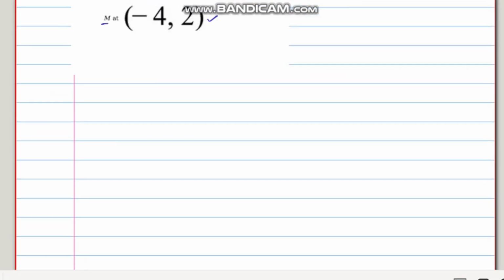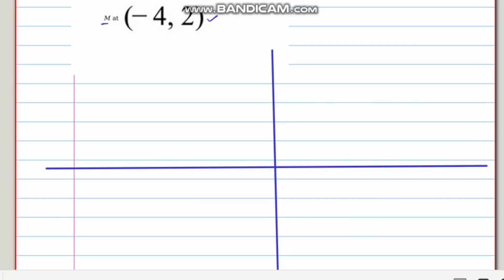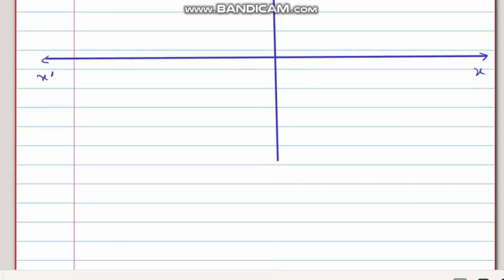Now let me draw this coordinate grid in the magnified way. After that I will draw the points which are given to us. This is the coordinate plane I draw for you, and this is the y-axis. The vertical axis is always the y-axis, and the horizontal axis is always the x-axis. This is x dash, and this is x, just x. Okay, this is the x, and this is the y dash.